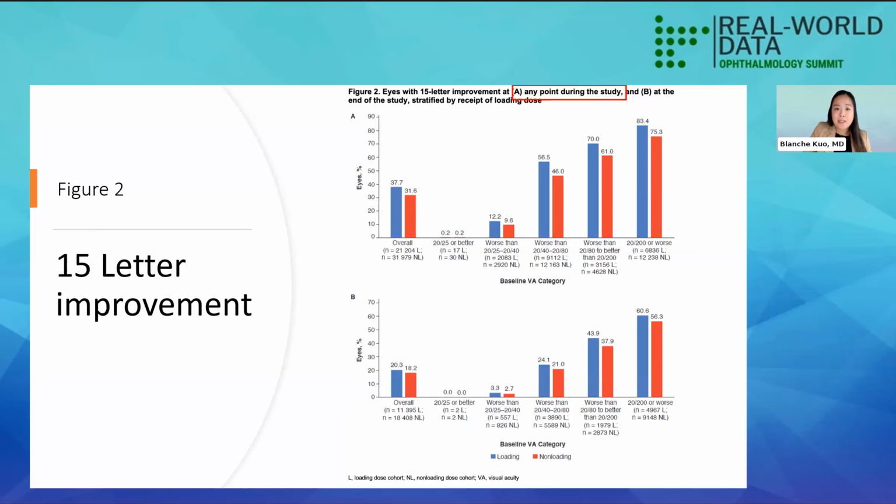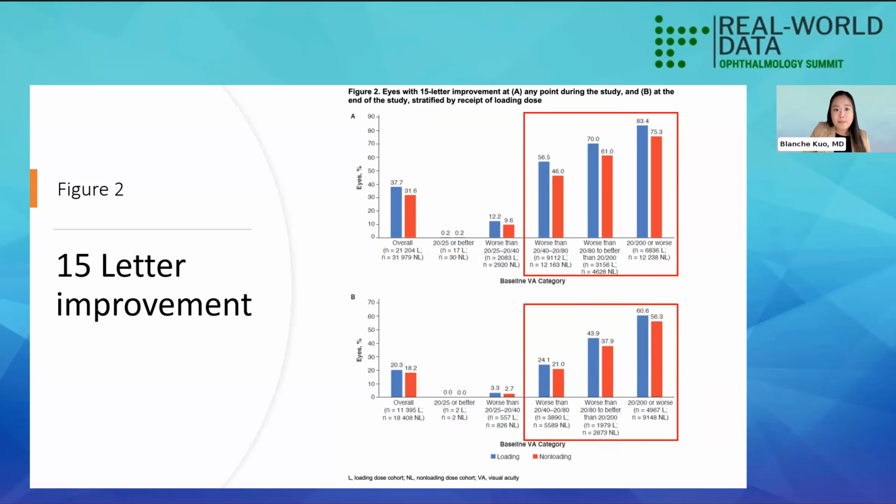We then looked at eyes with significant visual acuity improvements, defined as those who had achieved greater than or equal to 15 letters both at any point during the study and at the end of the study. We found that eyes receiving loading doses more commonly improved greater than 15 letters than those that did not receive loading doses. Additionally, in both cohorts, visual acuity improvement was most prevalent amongst eyes that initiated anti-VEGF treatment with worse than 20/40 baseline vision.